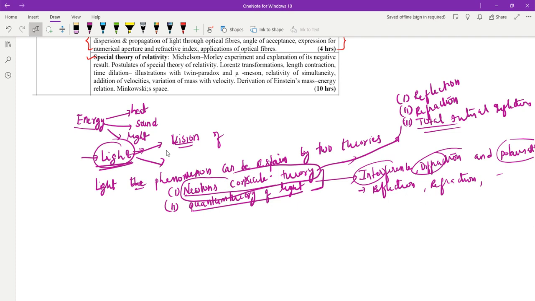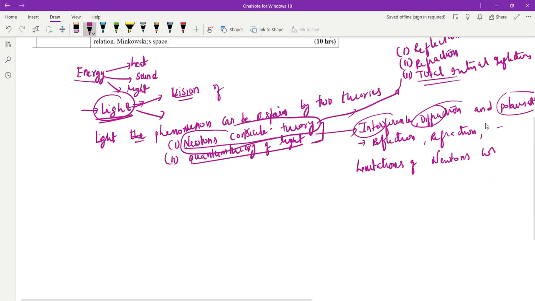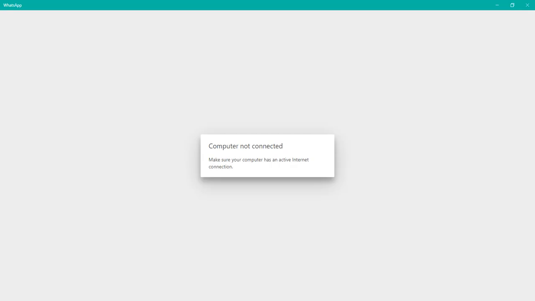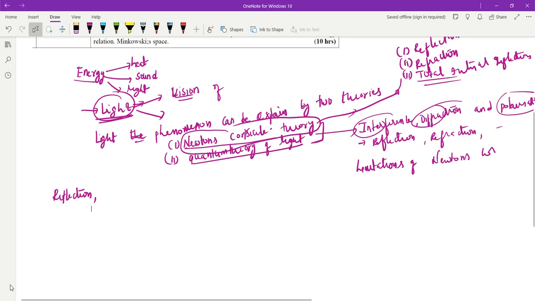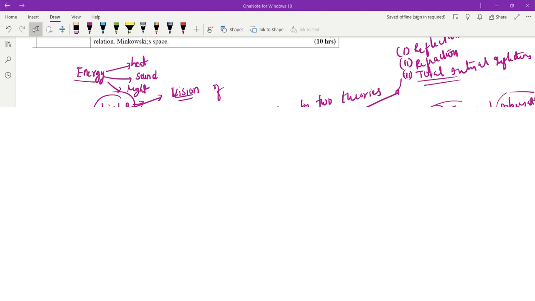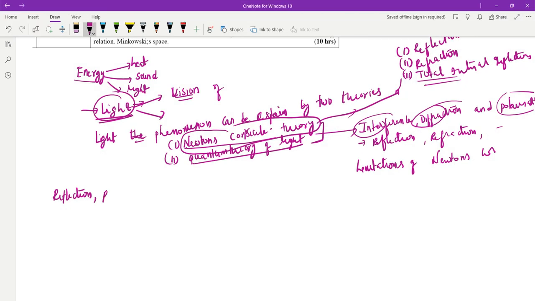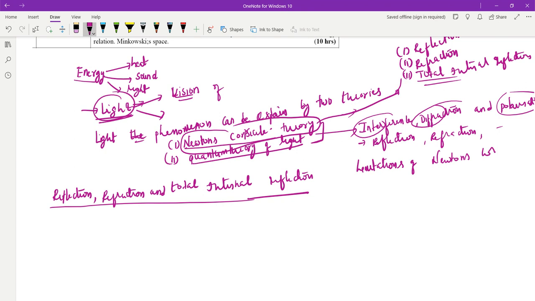Since it fails to explain these, I would say these are the limitations of Newton's corpuscle theory. But it successfully explains reflection, refraction, and total internal reflection. That's why we should understand this corpuscle theory. What is actually the corpuscle theory?